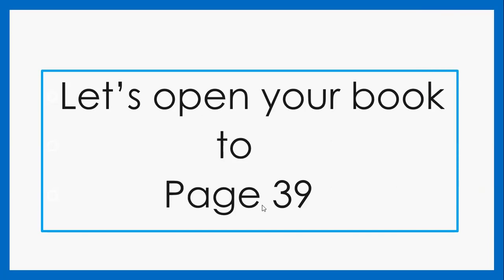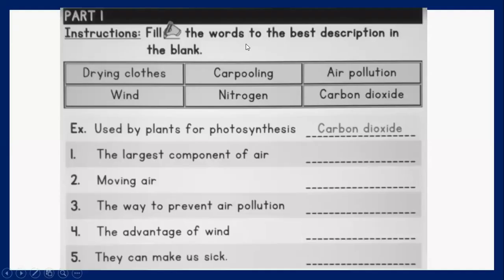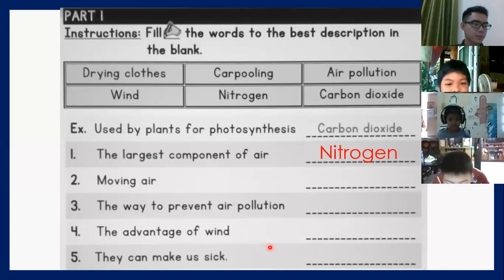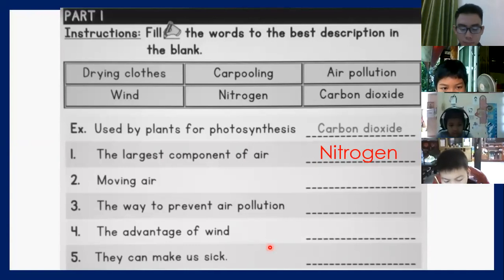Now let's open the book to page 39. Fill the words to the best description in the blank. Drying clothes, carpooling, air pollution, wind, nitrogen, and carbon dioxide. Let's start checking number one. What is the largest component of the air? The biggest component of air is nitrogen. Everybody write it down, nitrogen. Number one, finished.